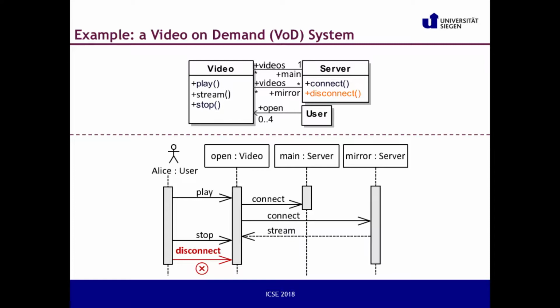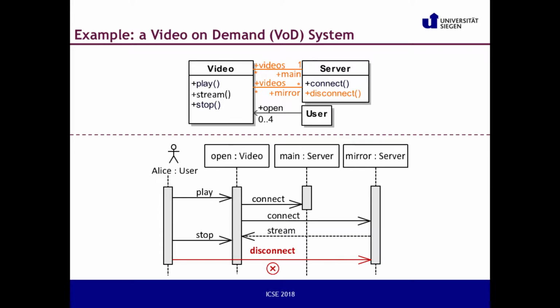The message disconnect is received by a video object that lacks the corresponding operation signature. In general, there are several ways of how to fix this inconsistency. For example, an undo of the previous changes or a deletion of the message disconnect. In our example, we will fix the inconsistency by sending the message to the mirror server. However, this creates a new inconsistency.